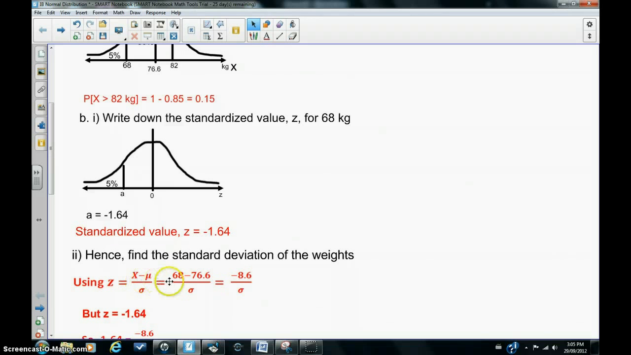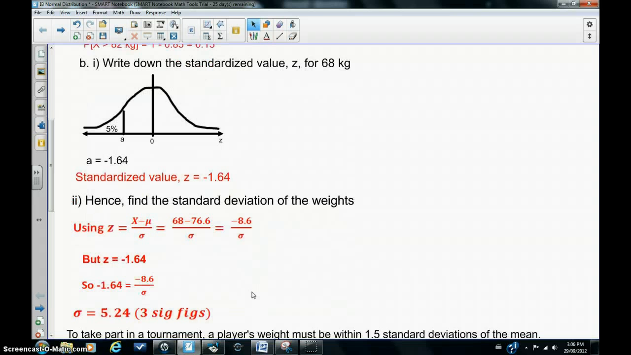So we replace x by 68 minus the mean value, which is 76.6, divided by sigma. That's what we have to find, the standard deviation, sigma. So we simplify the numerator, minus 8.6 divided by sigma, and we can now equate this to this standardized value Z that we found in this part, minus 1.64.